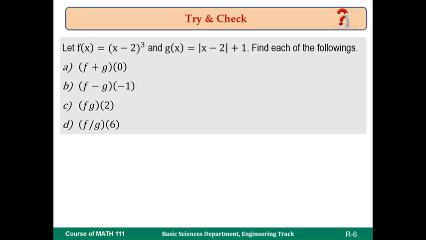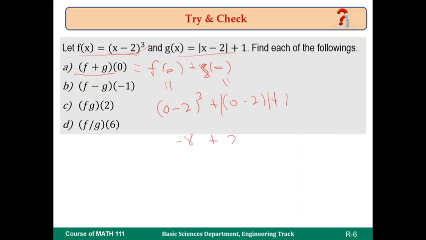Now let's try and check this example. Exercise: f of x is this and g of x is this. Find each of the following. So f plus g at 0 is f of 0 plus g of 0. Now we have these formulas here, so we will evaluate them in the formulas. g of 0 is like 0 minus 2 plus 1, and this is equal to 2 plus 1. This makes minus 5. So we get minus 5.